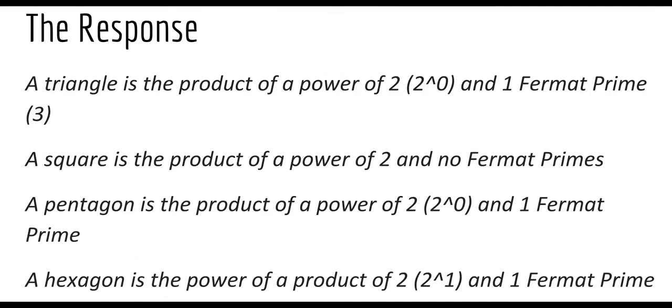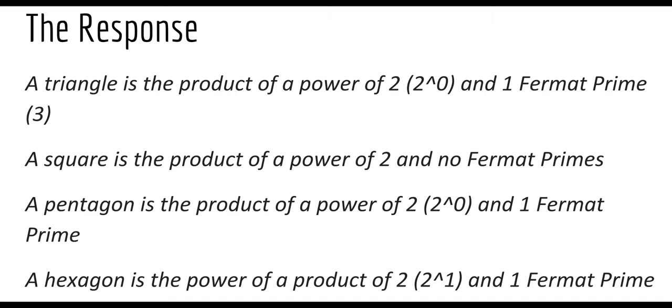So here are some things we can go through, what we can do. These are going to originate at some of the original constructions that Euclid himself was able to complete. So a triangle is the product of a power of 2 and a Fermat prime. Square is the product of a power of 2 and no Fermat primes. Pentagon is the product of a power of 2 and a Fermat prime. A hexagon is the product of a power of 2 and a Fermat prime. And so what we can start doing is start building up what we're able to do.